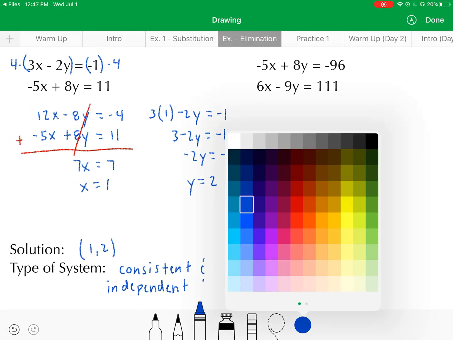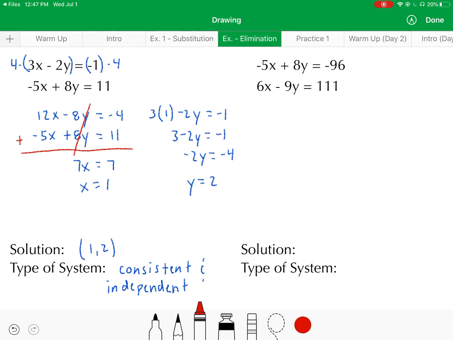All right, next system. Once again, you can see none of the coefficients in either equation are a 1 on any of the variables. So definitely want to use elimination here. I think it would be best if we got the coefficients on the x variables to be the same or be opposites of each other, okay? So I'm going to multiply the top equation on both sides by 6, and I'm going to multiply the bottom equation by 5.